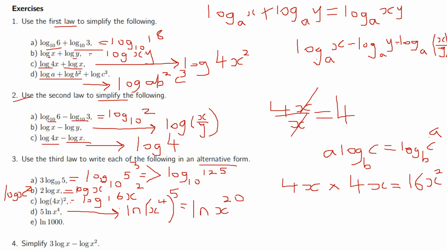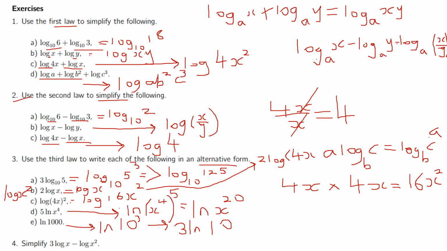For this one, ln of 1,000, I can write that as ln of 10 cubed, and then I can just bring that 3 to the front, so I'll have 3 ln of 10. I can leave my answer as that. And for this one, just to be careful, I can write it as 2 log 4x if I want to, so that is another way of writing it.